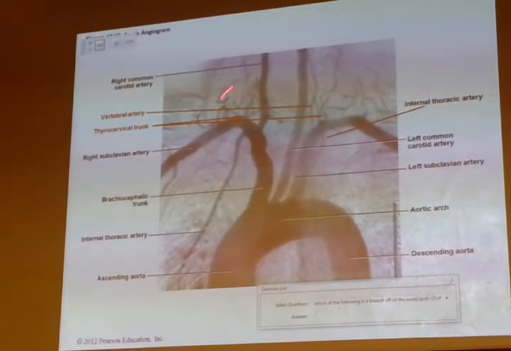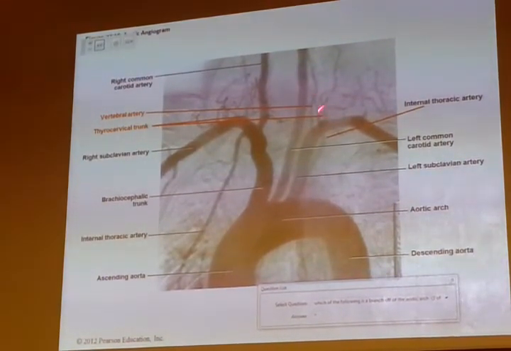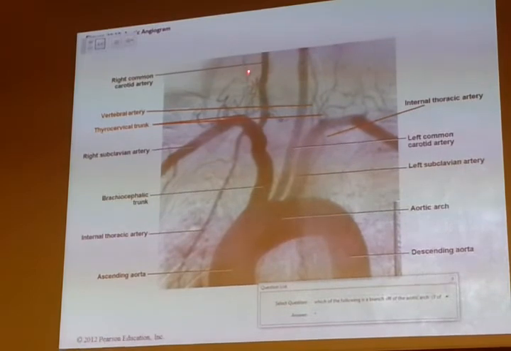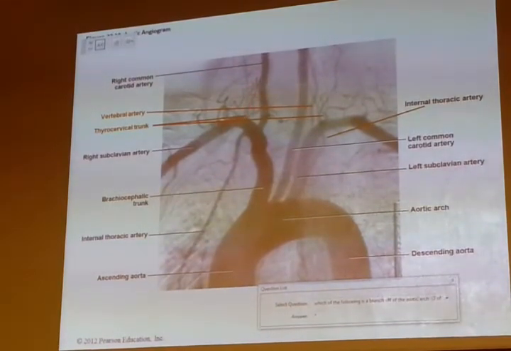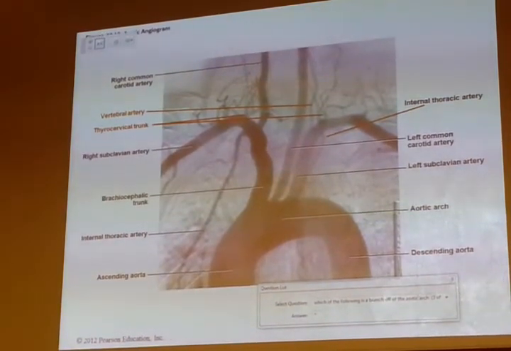And then we've got a mess of stuff here. It's kind of hard to identify, but we've got one trunk that's coming off here with a lot of little vessels, another trunk coming off here with a lot of little vessels. So that is the thyrocervical trunk. You can see clearly the vertebral artery on this side, but the vertebral artery is running through this mess of smaller vessels, so you can see it up here, but not so clearly down below.